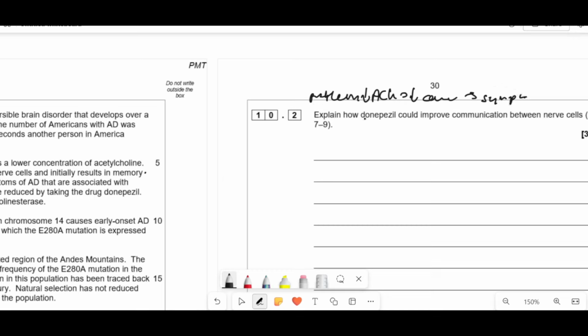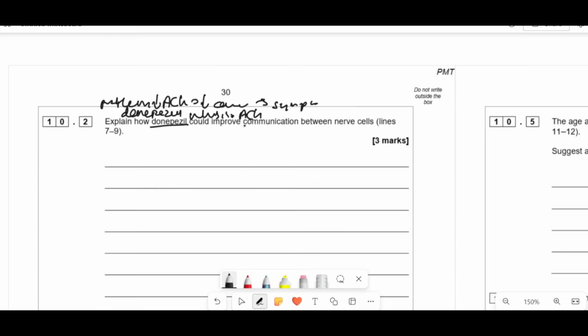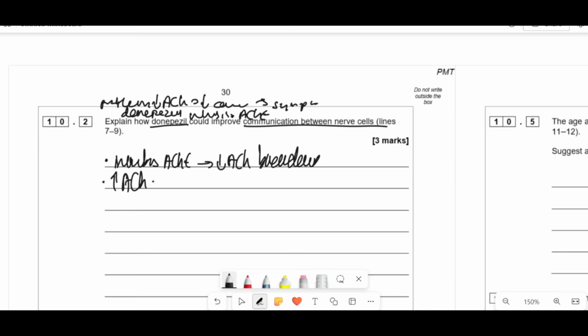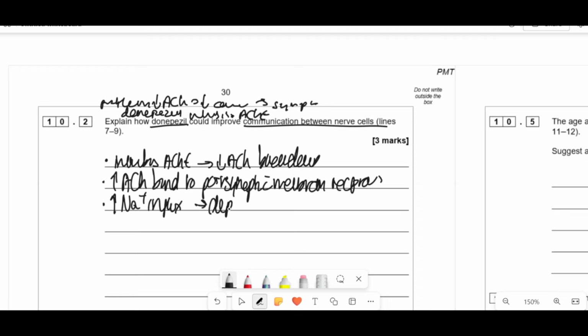But the question has also told you that donepezil inhibits acetylcholinesterase. Your job is to explain how this can improve communication between nerve cells. If donepezil inhibits acetylcholinesterase, then you're going to have less ACh breakdown. Therefore, more ACh will bind to postsynaptic membrane receptors, and you get increased Na+ influx, which leads to depolarization, and if you hit the generator potential and reach threshold, then you get the action potential.